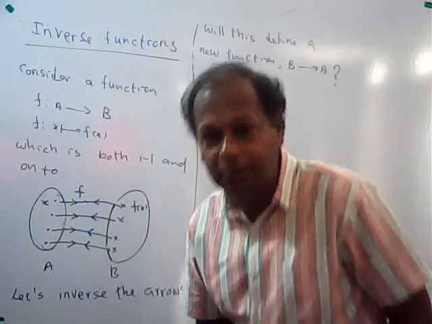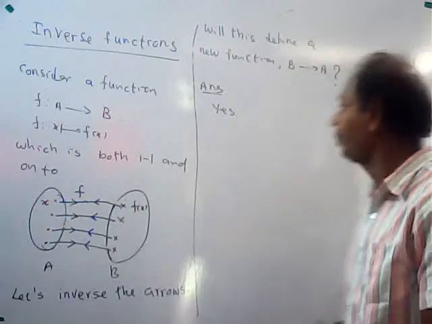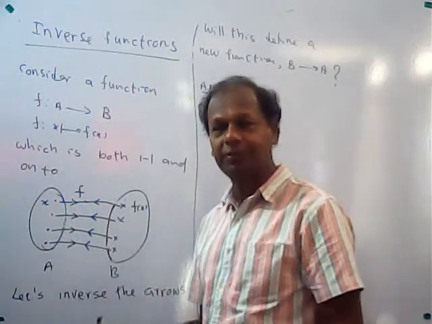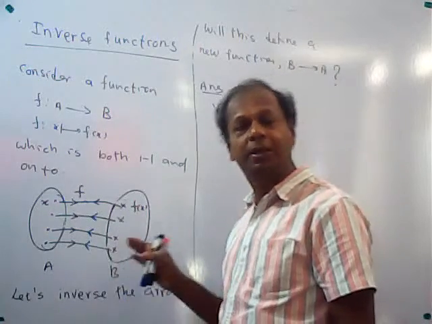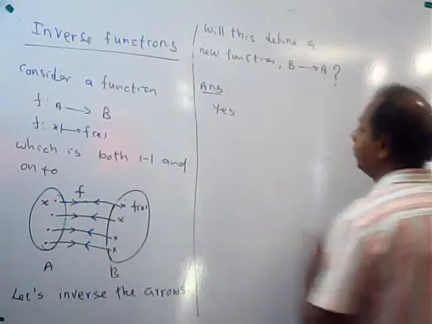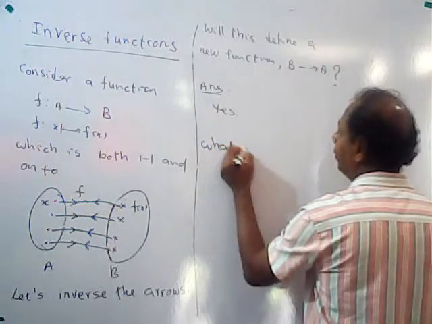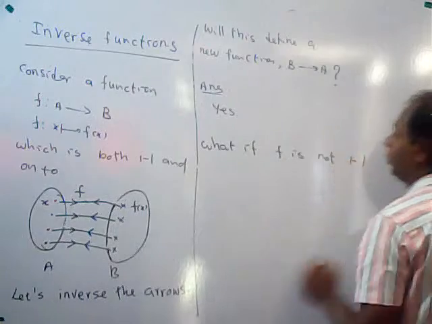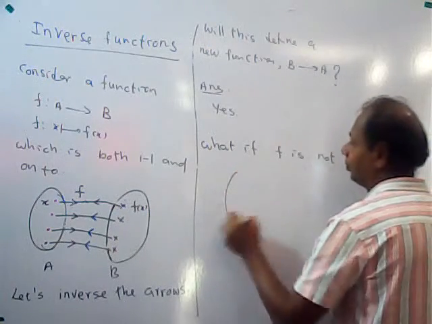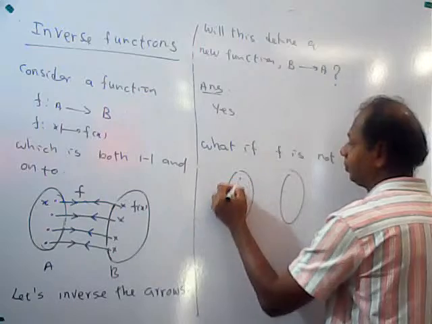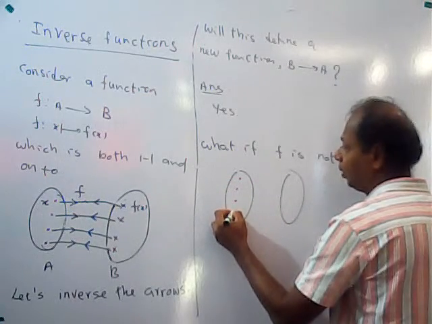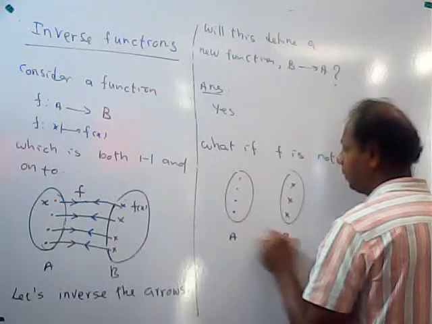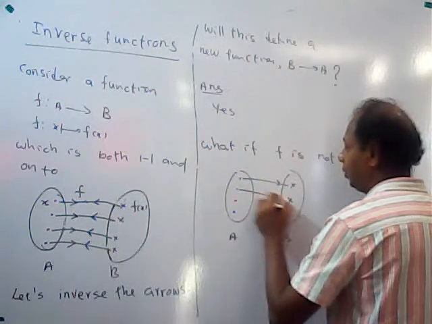Right? It's like switched. Domain and codomain are switched. It's not sufficient to say that, right? There are more things. Now my question: what if f is not one to one? Maybe it's onto, but not one to one. This time, will it be a function, just reversing the arrows?